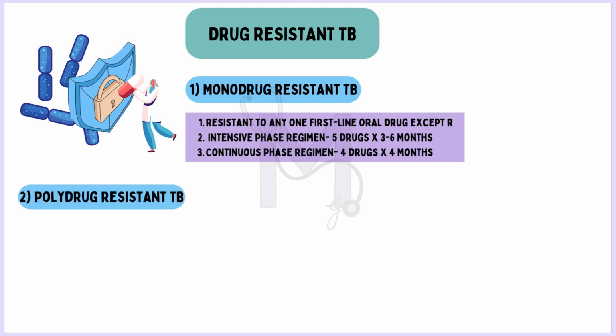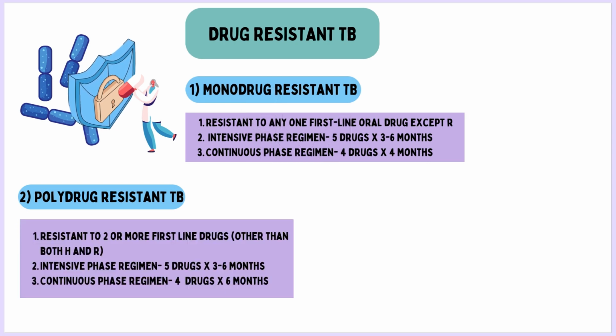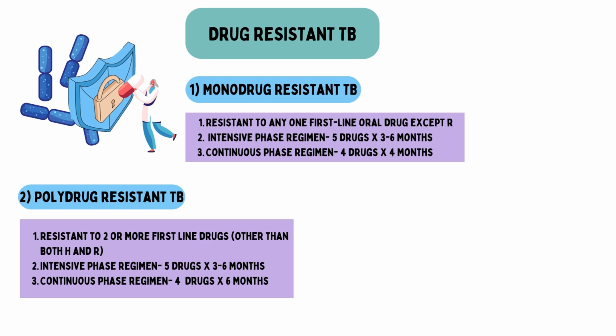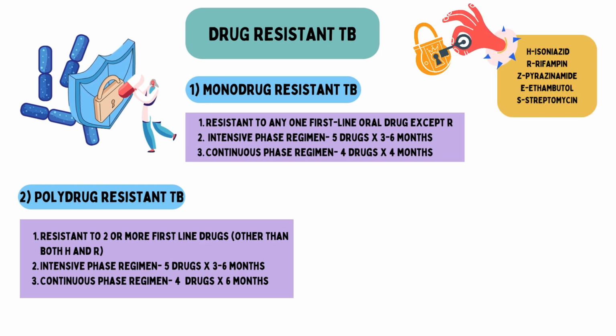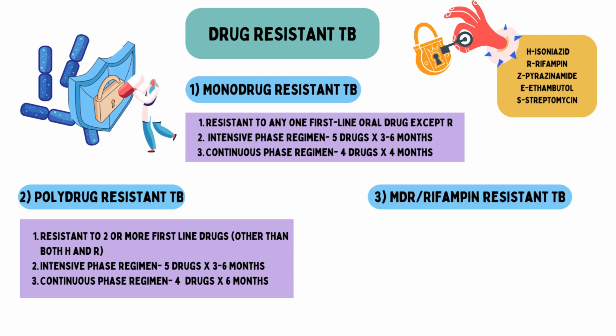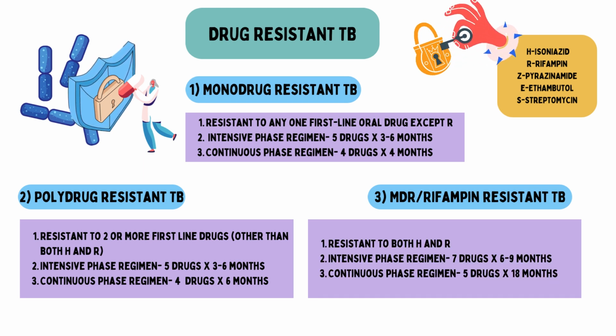Next, we have polydrug-resistant tuberculosis. It is resistant to 2 or more first-line drugs other than both H and R. Referring to our key, we all know what H stands for, Isoniazid, and R stands for rifampicin. In the intensive phase regimen, 5 drugs are preferred for 3 to 6 months, and continuous phase regimen 4 drugs for 6 months. Third is MDR or rifampicin-resistant tuberculosis. It is resistant to both H and R. In the intensive phase regimen, 7 drugs are preferred for 6 to 9 months, and the continuous phase regimen, 5 drugs are preferred for 18 months.